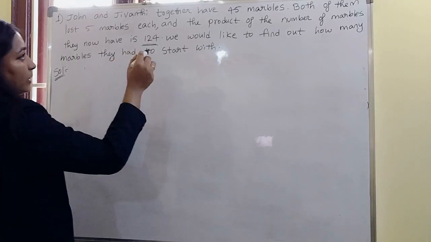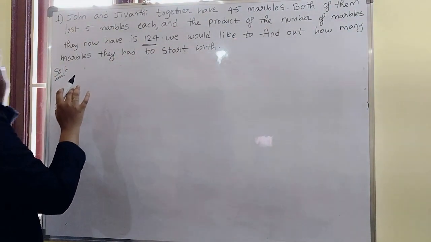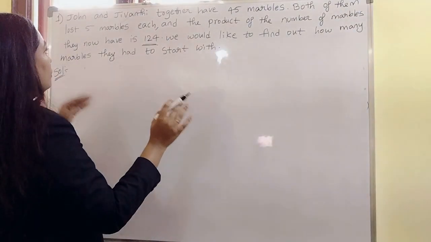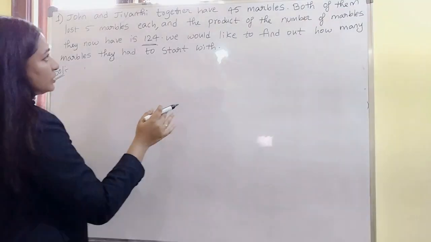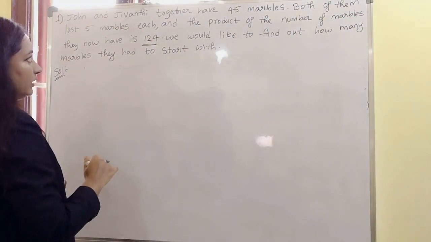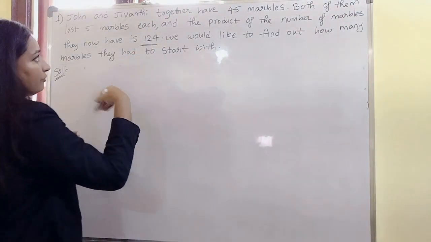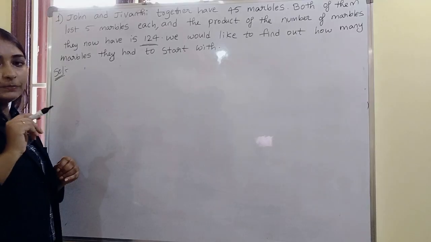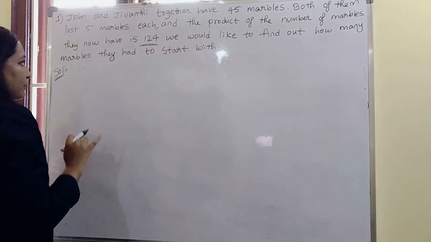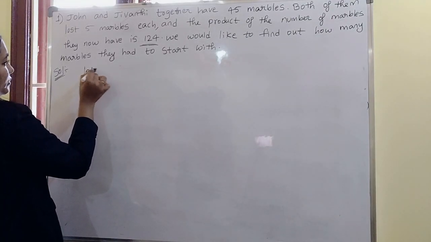John and Jivanti together have 45 marbles. Okay, so we don't know the number of marbles John had initially and Jivanti had initially. Both of them lost 5 marbles each and the product of the number of marbles they now have is 124. So the product of the number of marbles currently is 124 after losing 5 marbles each. We would like to find out how many marbles they had to start with. Is it clear? So let us start the solution.